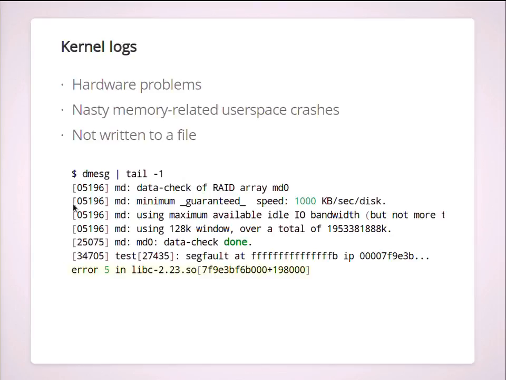So these are good for kernel level stuff, so like lower system stuff, but some other things can also end up in here. So if you have a program that's crashing, it's worth running this dmesg command, and it will print out basically everything that's happened since your system booted. And sometimes these can get pretty long.